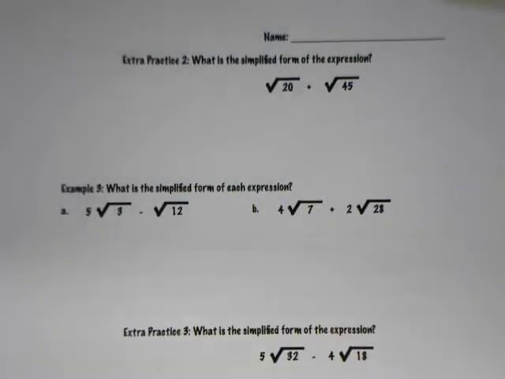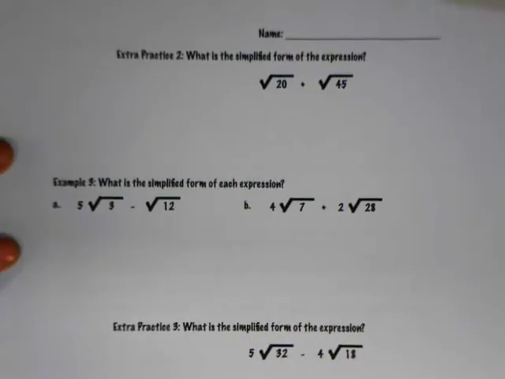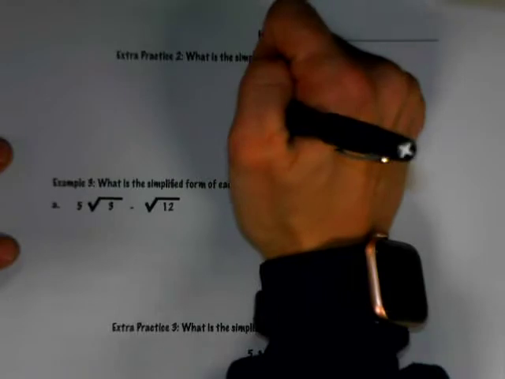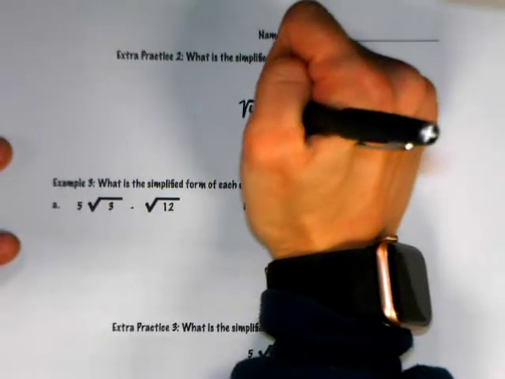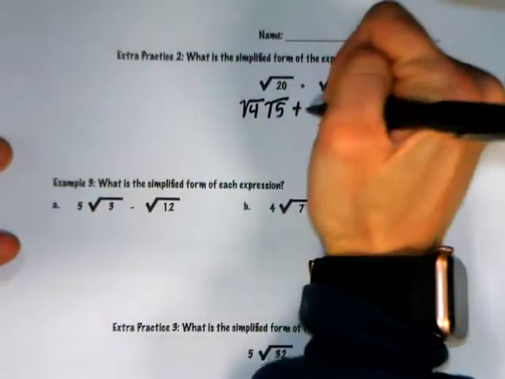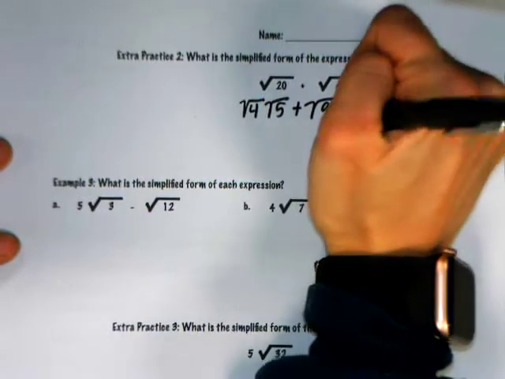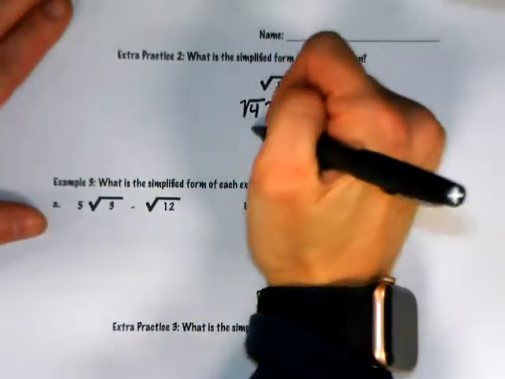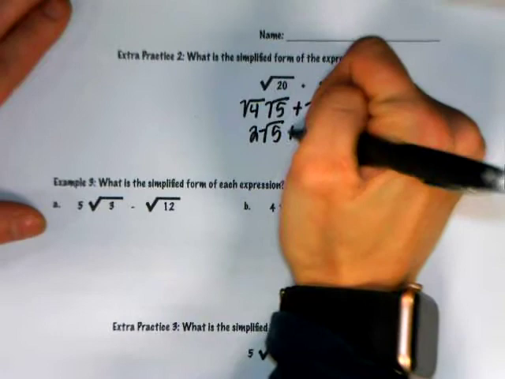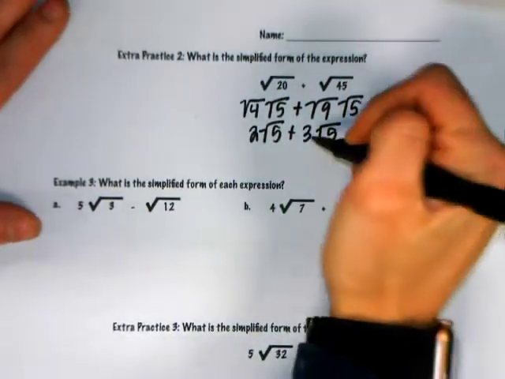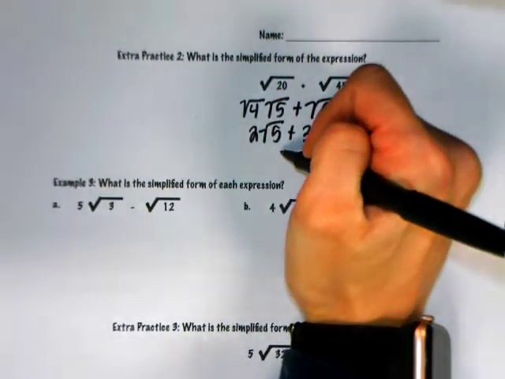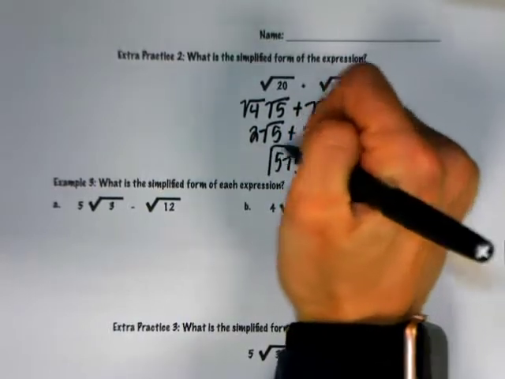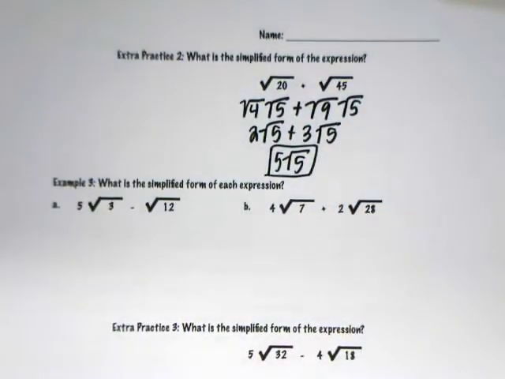Okay, ready? Okay, so 20, what would you use for 20? Yep, 4 times 5. What about 45? Yep, 9 times 5. So you have 2 radical 5 plus 3 radical 5. So what's that going to be? Yep, 5 radical 5. Good?